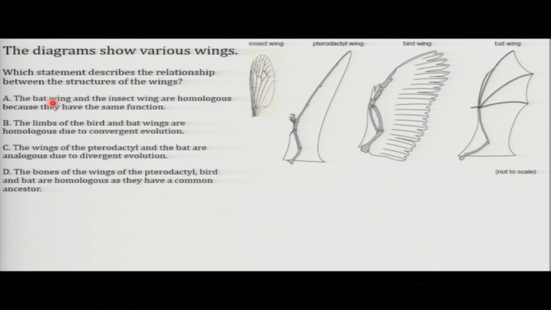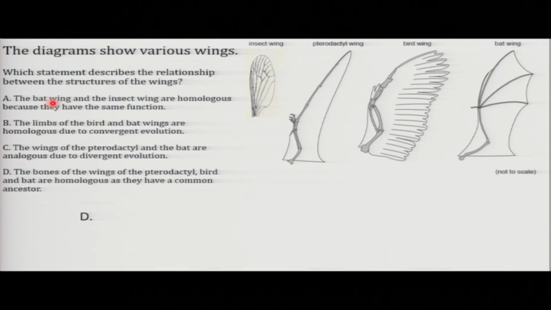D, that the bones of wings of pterodactyl, 1, bird, 2, and 3, the bats, are homologous as they have common ancestry. So that when we finally go for our answer as B, yeah, it makes sense. So you need to be very critical here of the terminologies that do commonly come in multiple choice questions.